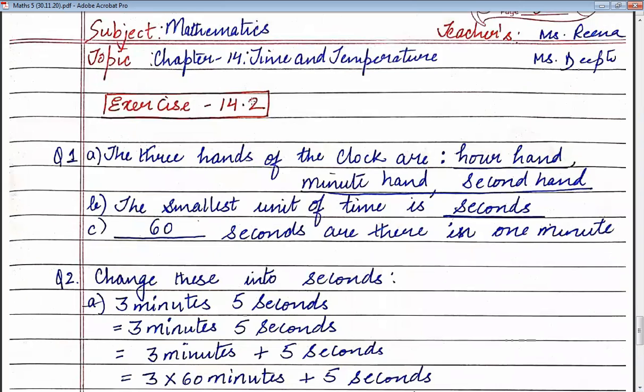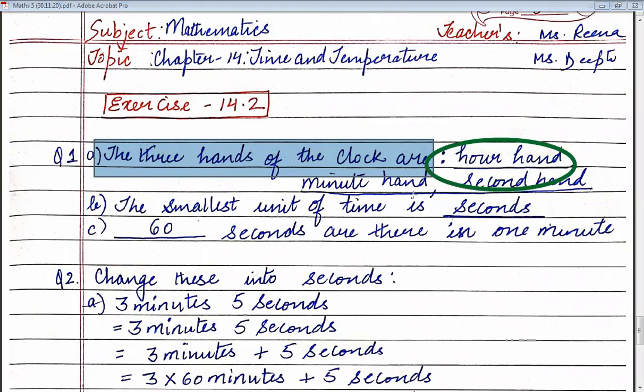Okay. Now let's move on to our question number 1. Now children, again I have taken few questions from your book exercise 14.2. Let us discuss questions one by one. It's very easy. First one, question number 1. The three hands of the clock are, you know the answer. How many hands are there? Three. Can you name them? Yes, it's hour hand, minute hand, second hand.